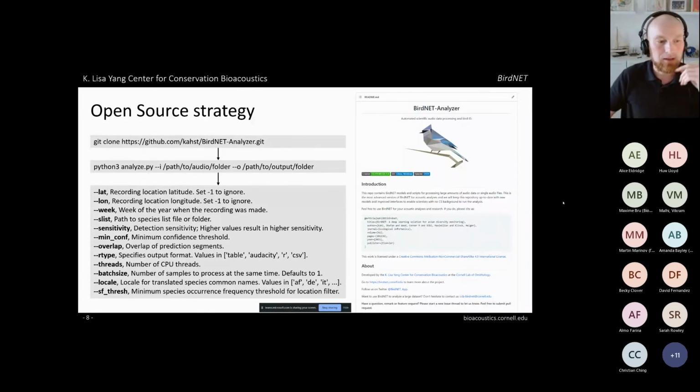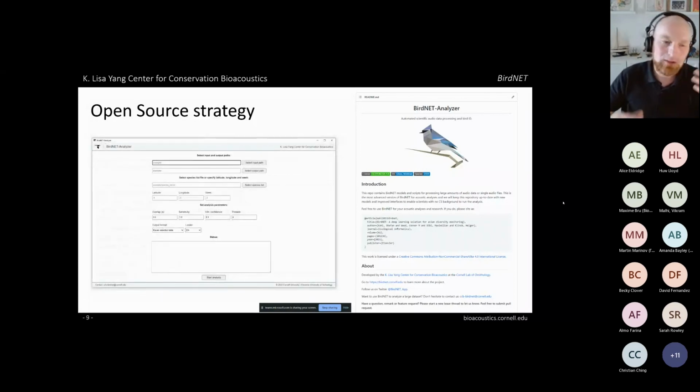You can specify the number of CPU threads you're going to use. You can do parallel computing, which means that if you have a machine with 16 cores, you can run 16 files in parallel, which should speed things up. And then you could even set translated species common names if you wanted to. This is a command line interface. Typically, as a computer scientist, and I'm a computer scientist, you would say, yeah, that's super easy to use. But it's actually not for many people.